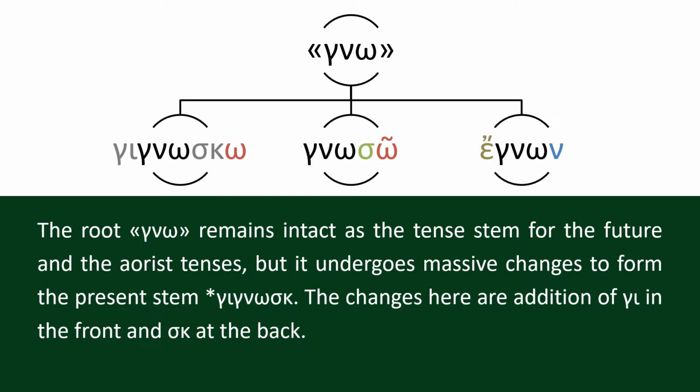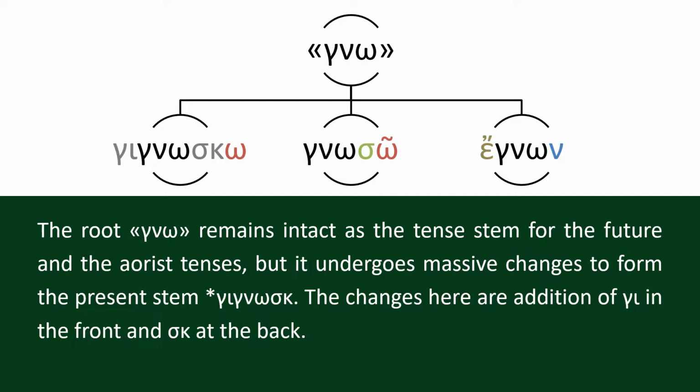One more example. Here we have the root gno. The root gno remains intact as the tense stem for the future, gnoso, and for the aorist tenses, egnon in the case of the aorist. But it's undergone massive changes to form the present tense stem, which is actually ginosk. The changes here are the addition of gi in the front, something known as reduplication, and the addition of the letters sigma kappa towards the end of the stem.